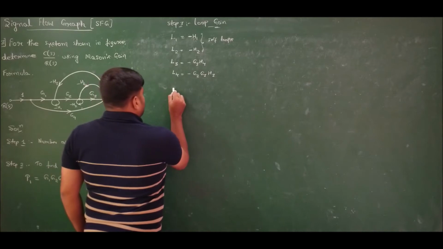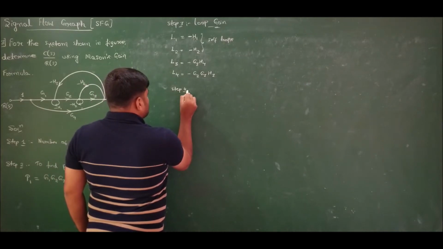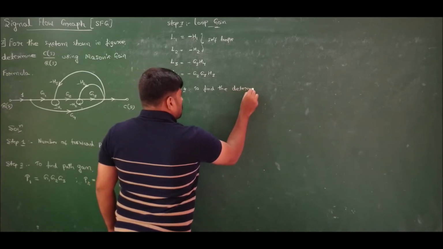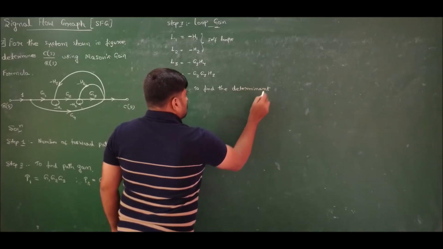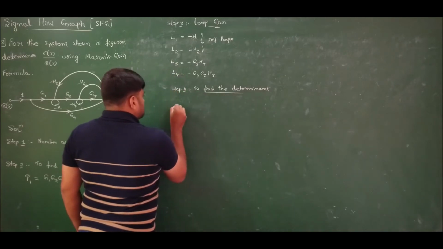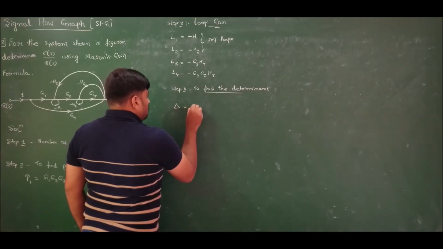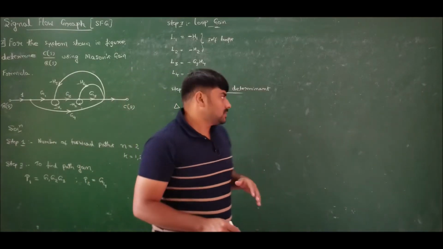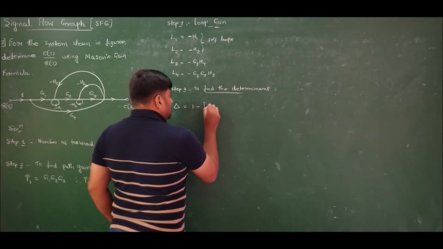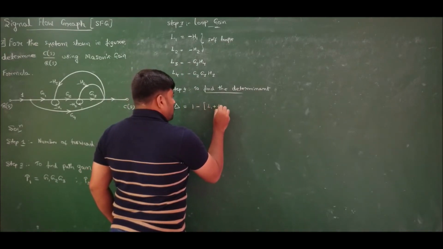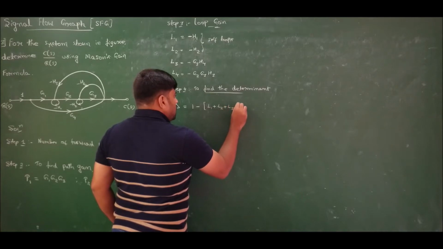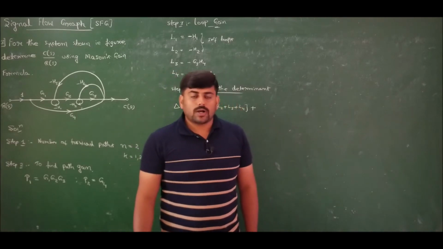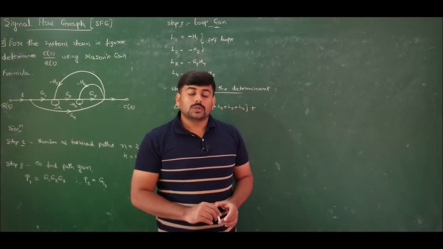Next, moving to step 4, to find the value of delta, the determinant of the graph. We know that delta is equal to 1 minus the sum of loop gains of all the loops, that is L1 plus L2 plus L3 plus L4, plus the sum of gain products of combinations of all two non-touching loops.